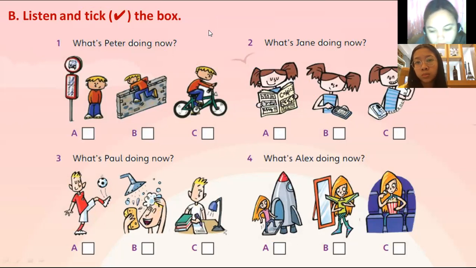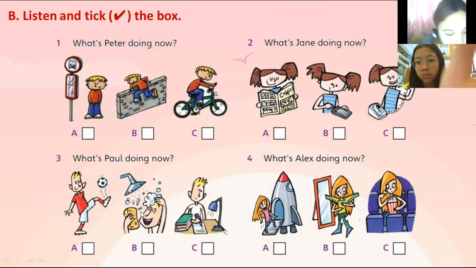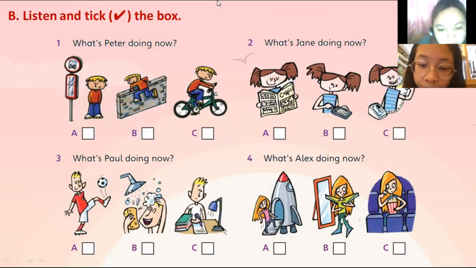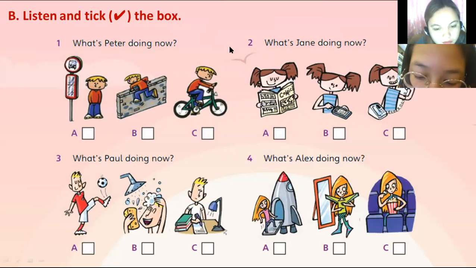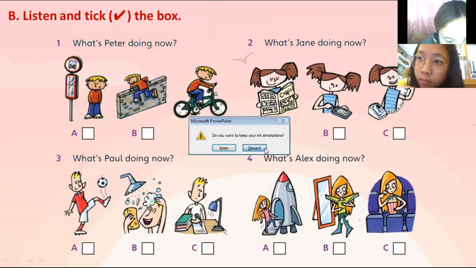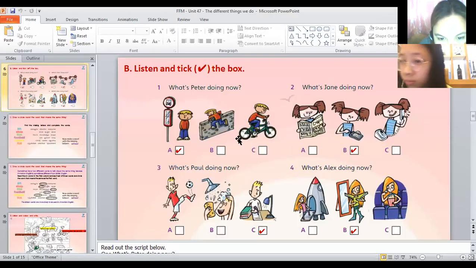Oh, wait a minute. Where is it? Okay, wait. I will just look for it because there is no button to listen.